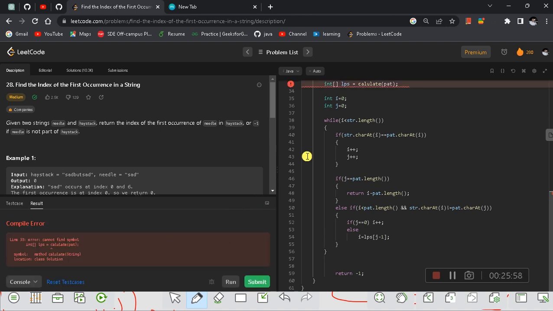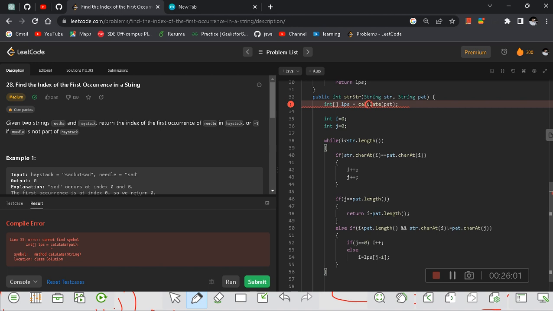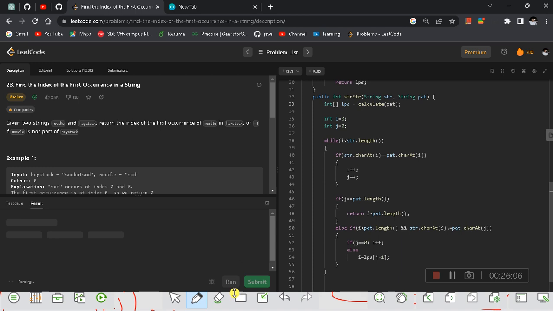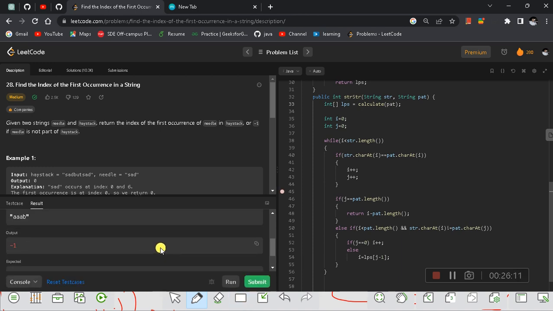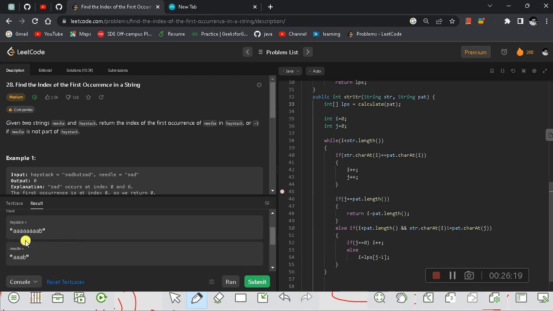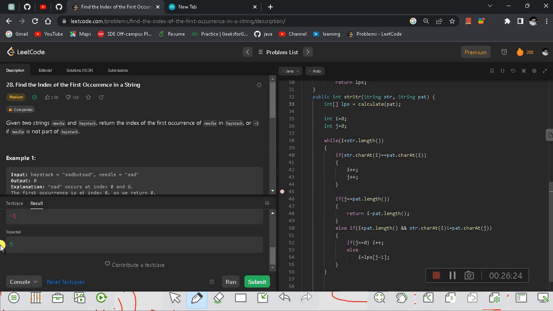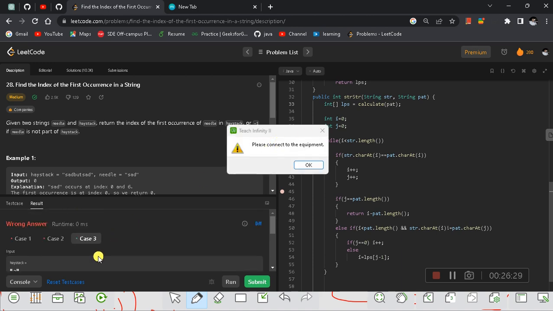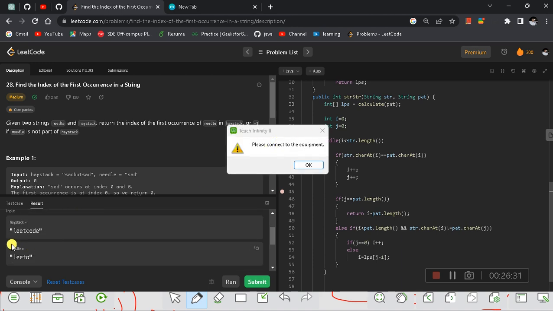Okay, so it's showing the spelling of calculate is not correct. Calculate pattern. Okay, let's see. It's showing an error, let's just see why. For this test case it should give me the right answer, but okay, for this one it's working. For even this one, why is it giving me -4?